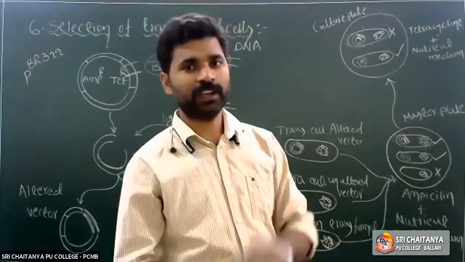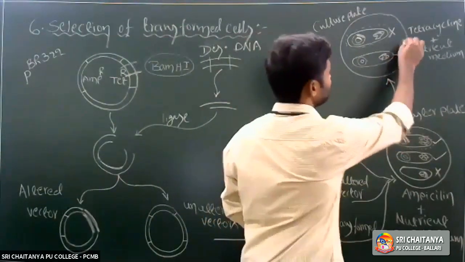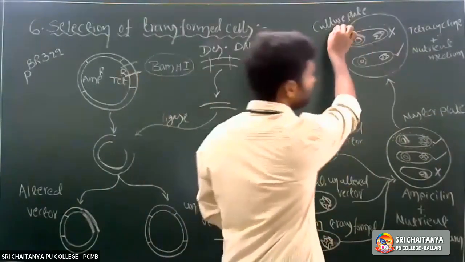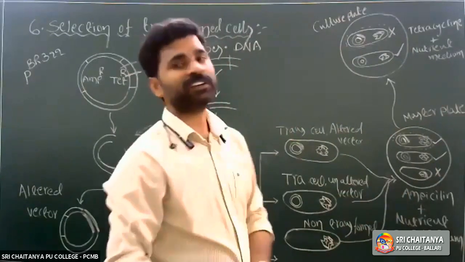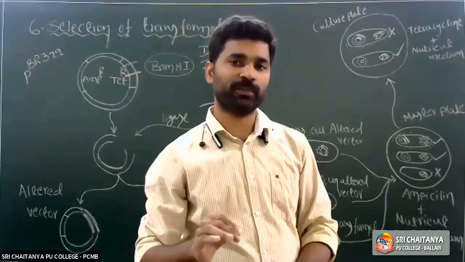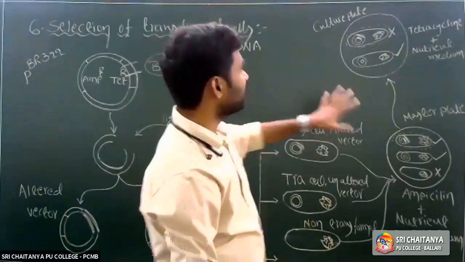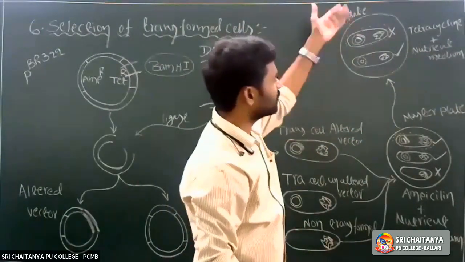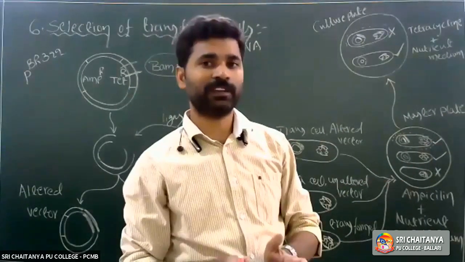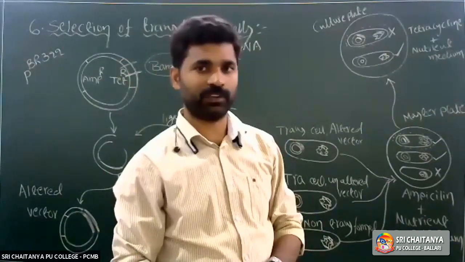It is possible, right? And in the second case, the bacterial cells which can survive in the culture plate and the master plate are not required for rDNA technology. Those are considered non-recombinant cells. Is it clear? So the bacterial cells which can survive in both culture plate and master plate are considered non-recombinant cells. Those non-recombinant cells are not required for the rDNA process, right?